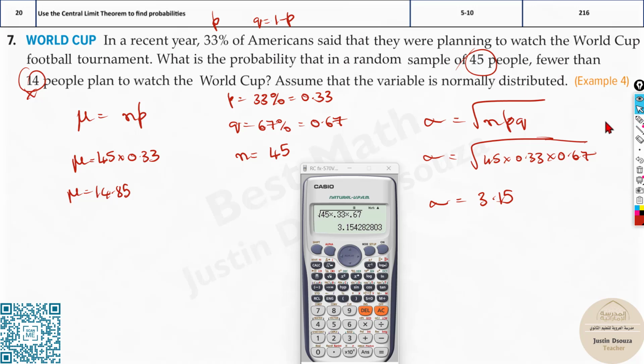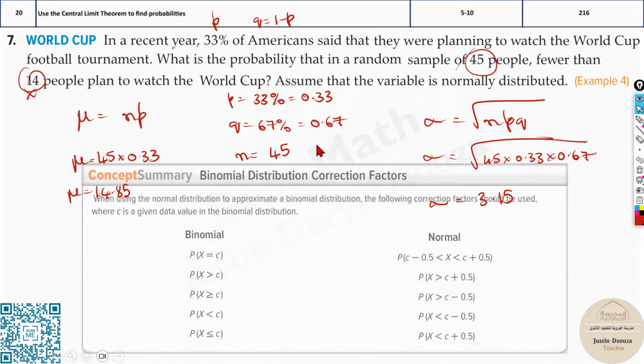Now what next? Here we have to use the Central Limit Theorem, these correction factors. So you just don't take 14 as the x value. What did they ask? Fewer than 14. I'll just show you over here the binomial distribution correction factors. See, less than. That's very important. Fewer means this correction factor, right? Whatever this 14, x must be less than 14. So in this case, it comes under this.